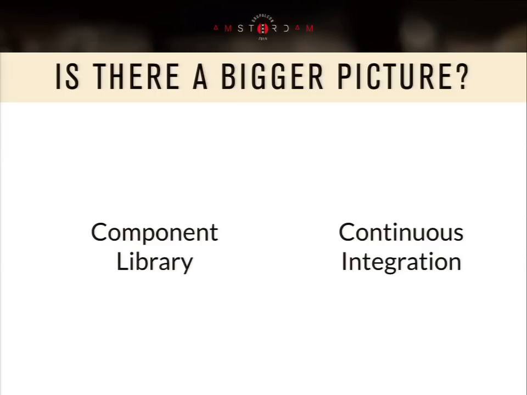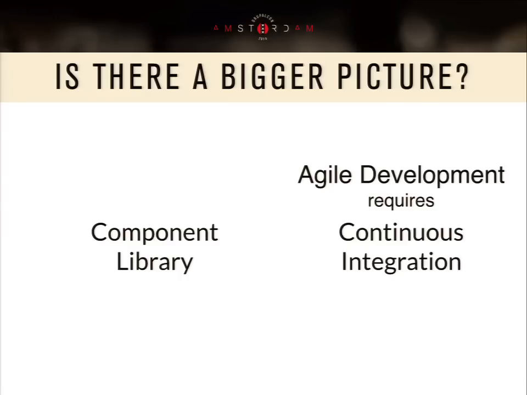And the reason why people talk about continuous integration is because agile development requires it. If you are supposedly doing agile development and you're not doing continuous integration, you're doing it wrong, basically. It's impossible to actually do agile without continuous integration. As much as you try, you will fail until you start doing continuous integration.